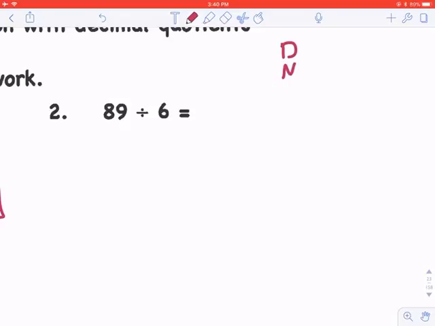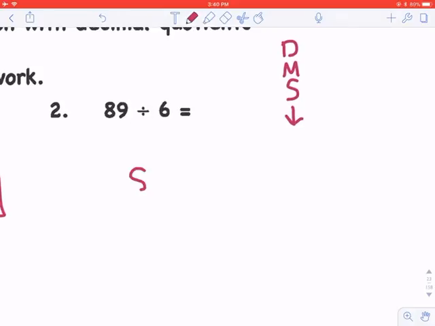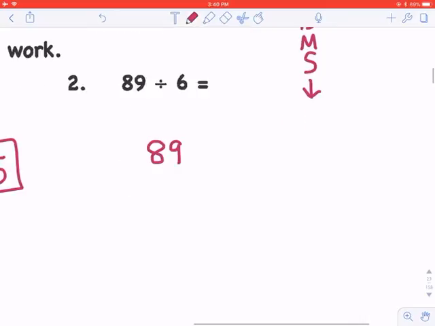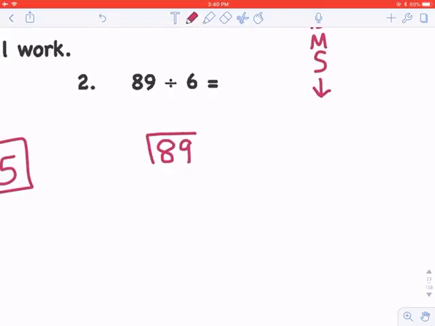All right, hopefully you've already tried it. I'm writing down my 4 steps. They did not write this problem in long division for me, so I have to set it up. So 89 goes on the inside. Whatever you would say first goes on the inside. 89 divided by 6 is set up like this.